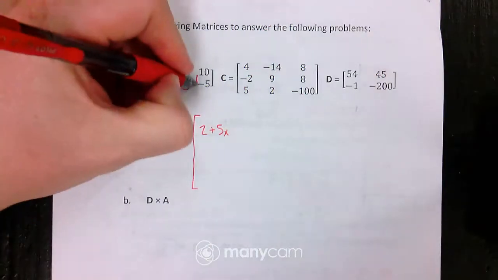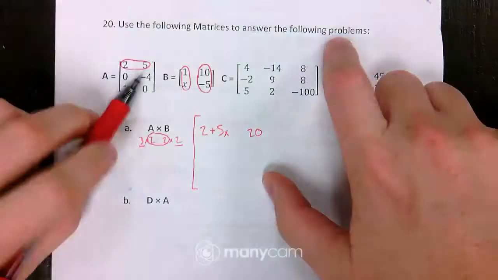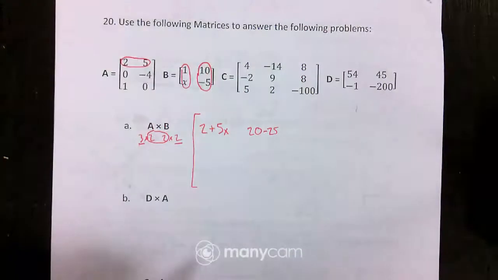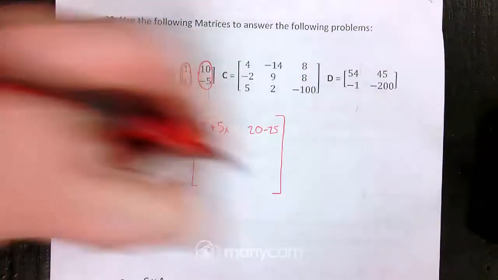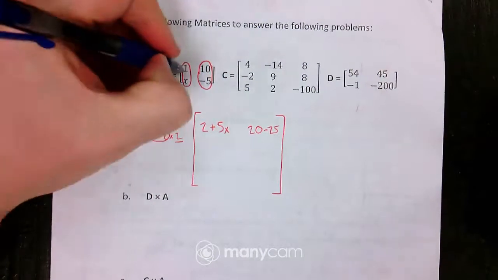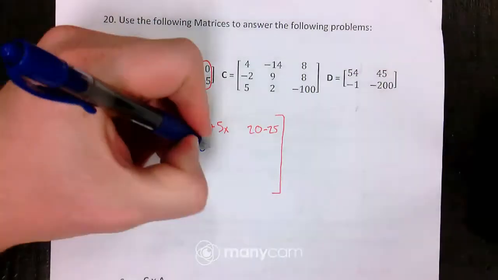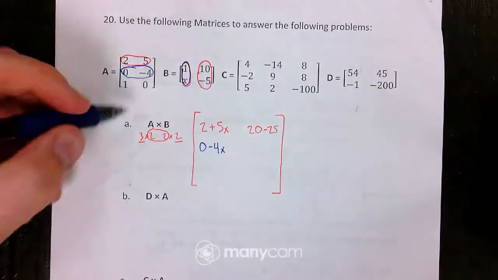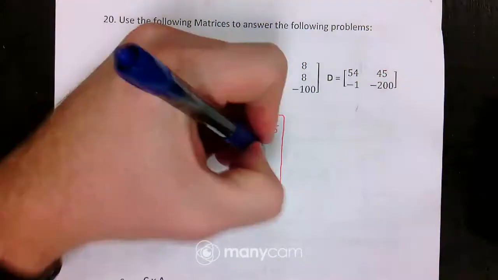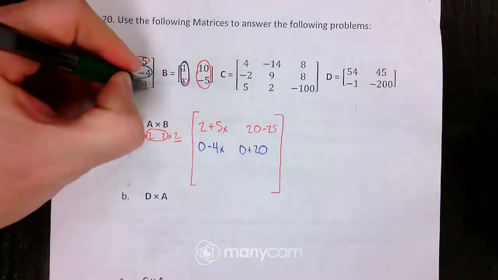Then I do my first row by my second column, so 2 times 10, 20. 5 times negative 5, negative 25. Now I work my way down. I go over my second row, and I do the same thing. Second row times my first column. 0 times 1, 0. Negative 4 times x. 0 times 10. Negative 4 times negative 5. Positive 20. Okay. Third row.